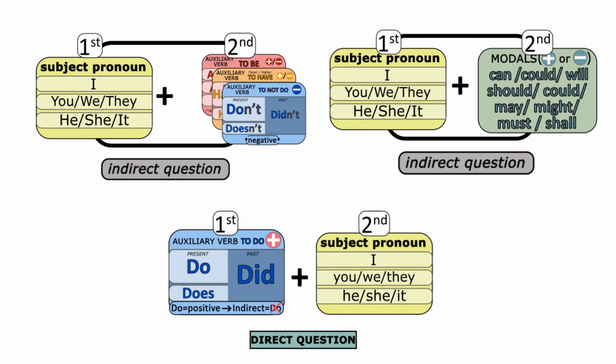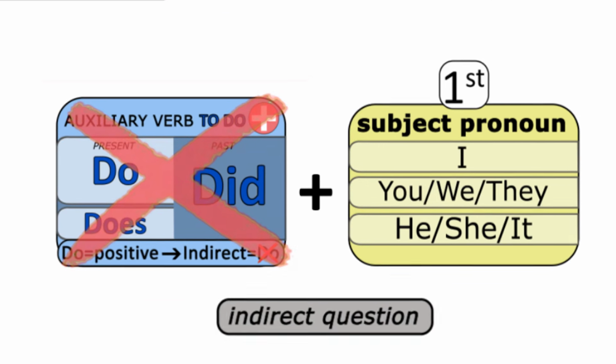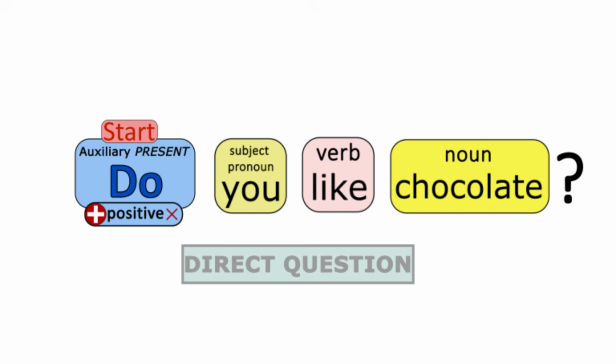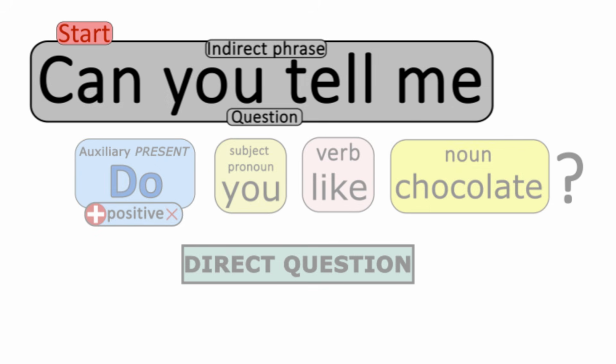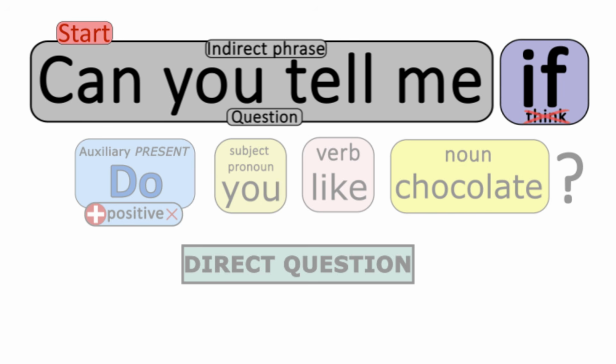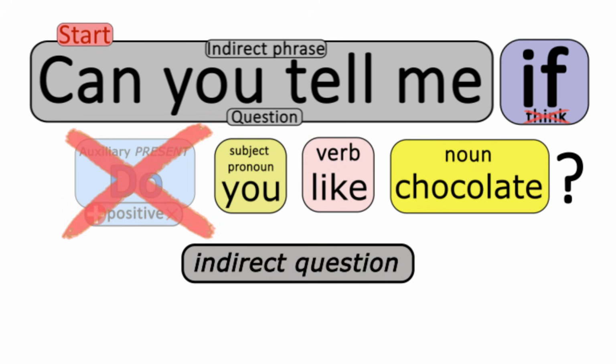Now for the exception to this inversion rule. Do you like chocolate? This is a direct question. We're starting with the auxiliary verb do in positive. To make this more polite or indirect, let's start with an indirect phrase. Can you tell me if, and now we don't invert the auxiliary verb and the subject. Because the verb is do in positive, in an indirect question, we omit it.